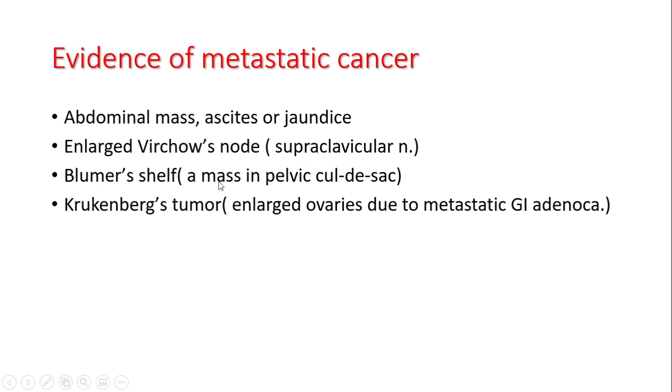Blumer's shelf is a mass in the pelvic cul-de-sac, near the uterus, between the uterus and the ovary in the adnexa. And Krukenberg tumor, this is a special term. Krukenberg tumor means a gastrointestinal tumor, whether gastric or colonic, metastasized to the ovaries, most commonly from gastric adenocarcinoma or even from the breast.